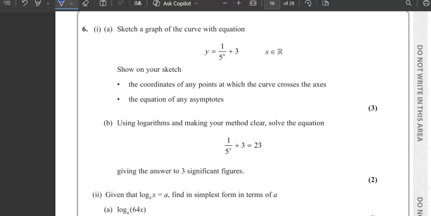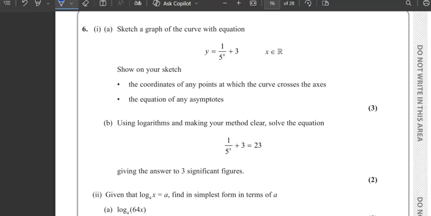Question number 6, Roman 1, part A. Sketch a graph of the curve with the equation y equals (1/5)^x + 3, where x is an element of real numbers. Show on your sketch the coordinates of any point at which the curve crosses the axis, and the equation of the asymptote.